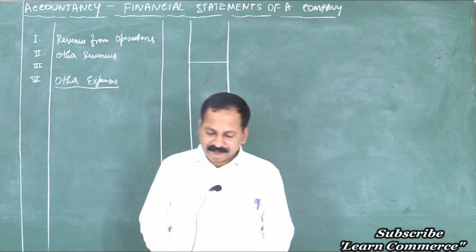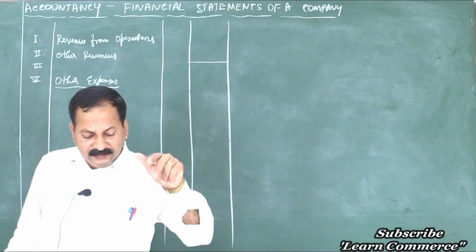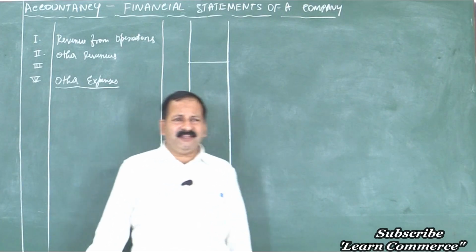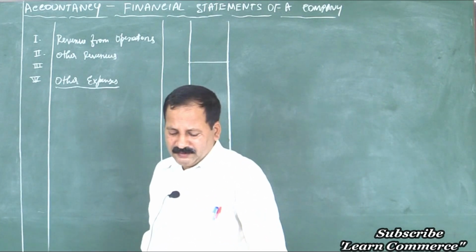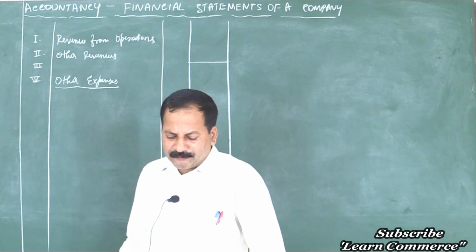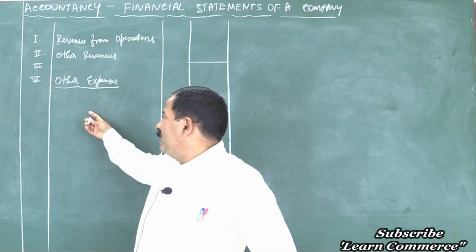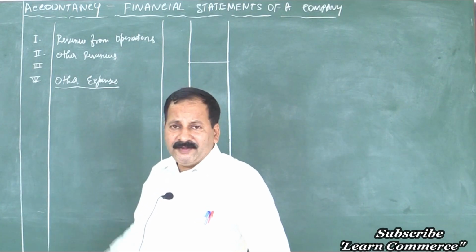Then we'll take up changes in inventories. That is, purchase of stock in trade. Purchase of stock in trade means inventory, goods. Purchase of goods. Then changes in inventories of finished goods. That is, changes in inventory means opening inventory minus closing inventory. That is changes in inventory.